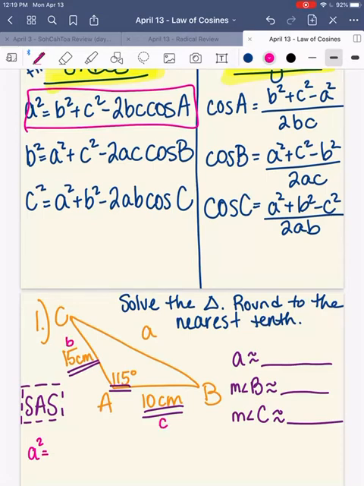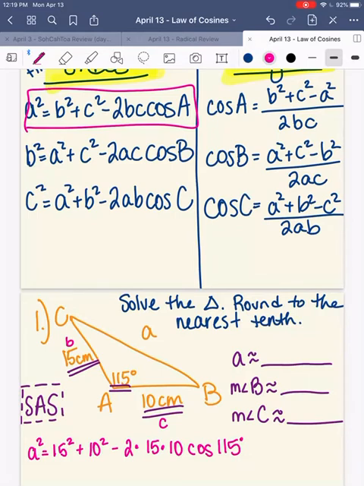And this is C. So we're going to do B squared, which is 15 squared, plus C squared, which is 10 squared, minus 2 times B, which is 15, times C, which is 10. And y'all, I just remember it's these two numbers again, just not squared the second time. And then cosine of the angle, because it's the law of cosines.